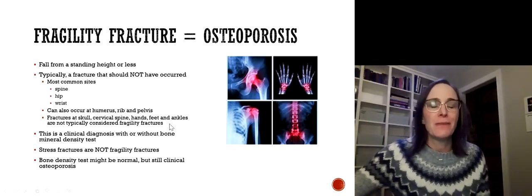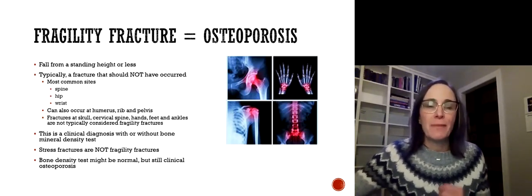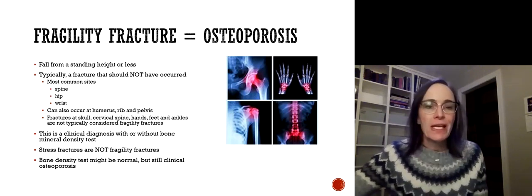We get a lot of osteoporosis consults, and sometimes really understanding if somebody's fracture should have happened can be hard.